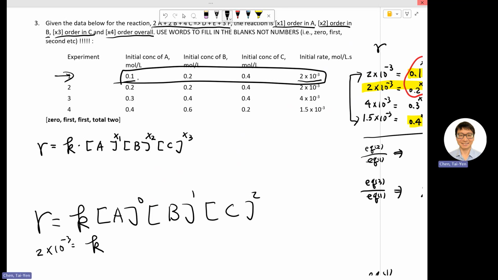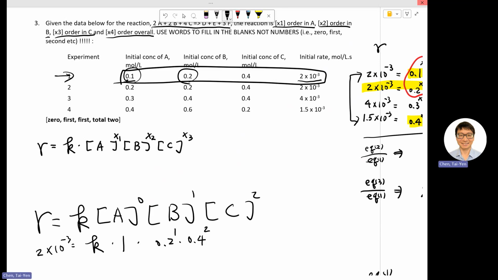Concentration of A is 0.1 to the 0th power, which is simply equal to 1. Concentration of B is 0.2 to the first power. Concentration of C is 0.4 to the second power. Having this equation allows you to back calculate what the K value is for this specific reaction.